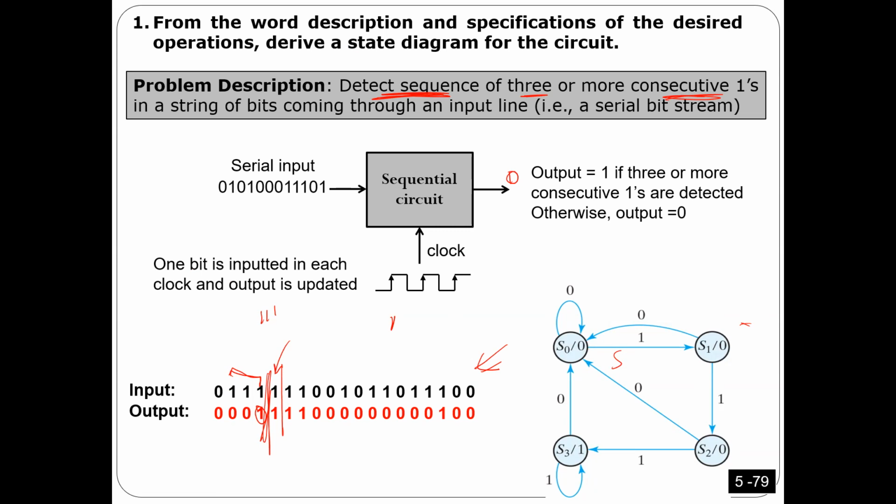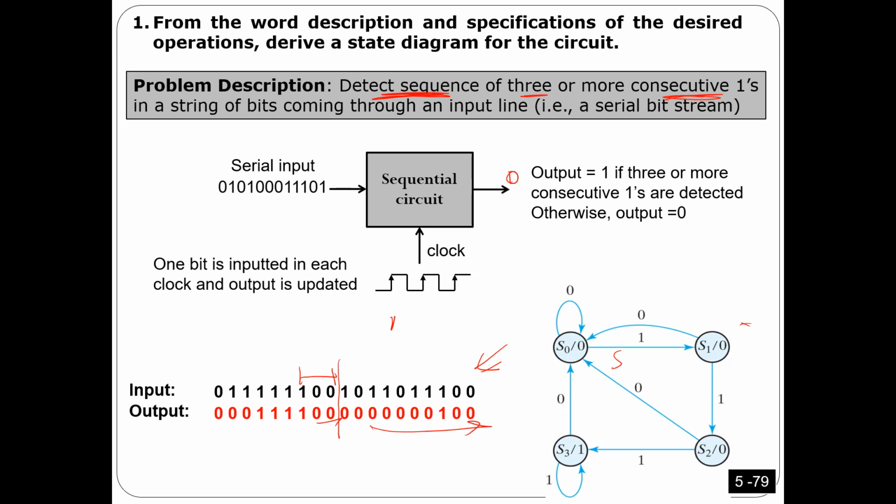But now, when you have 0 here, if you look at the last 3, they are not consecutive ones. That's why I'm going to output 0. Same thing here. If you look at the last 3, as long as they are not all ones, I'm going to output 0. It's going to stay that way all the way. You understand how the circuit works?